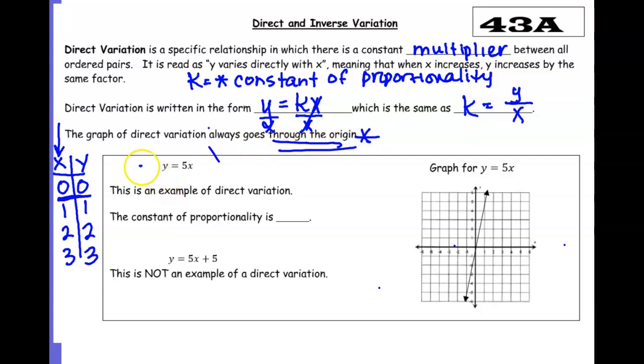So looking right here at y is equal to 5x, that's an example of a direct variation. And the constant of proportionality is the coefficient before the input variable, which would be 5. So again, it's another name for the slope in this situation, or the rate of change. We call it the constant of proportionality. This example, y equals 5x plus 5, is not an example of a direct variation because we are not going through the origin. You have to go through the origin. So there's your graph for y equals 5x. Again, notice you're going through the origin.